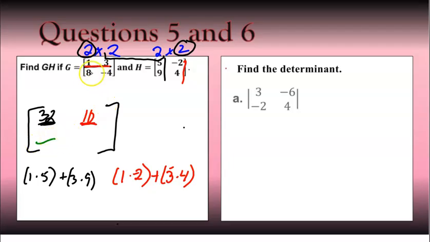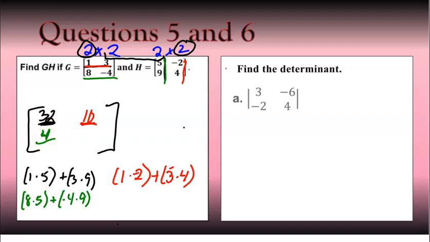Next, I have row 2, column 1. So this would be 8 times 5 plus -4 times 9. So that's 40 plus -36, which is going to give us a positive 4.